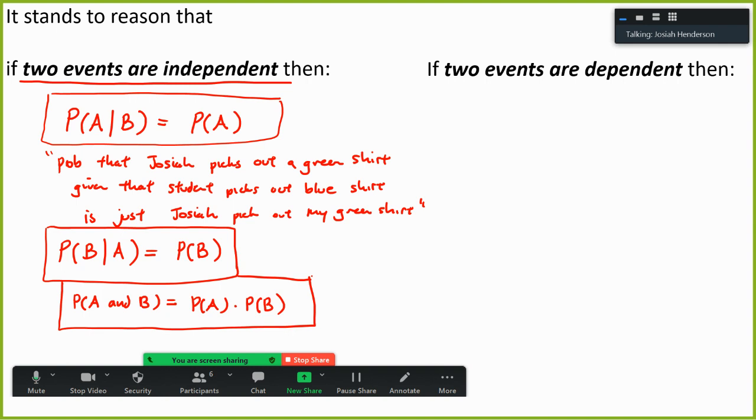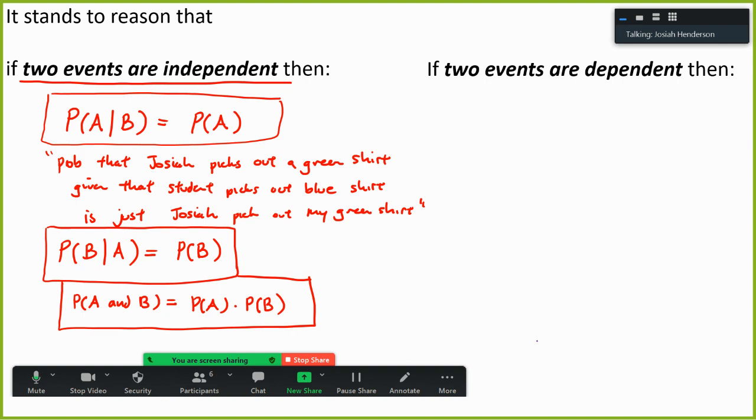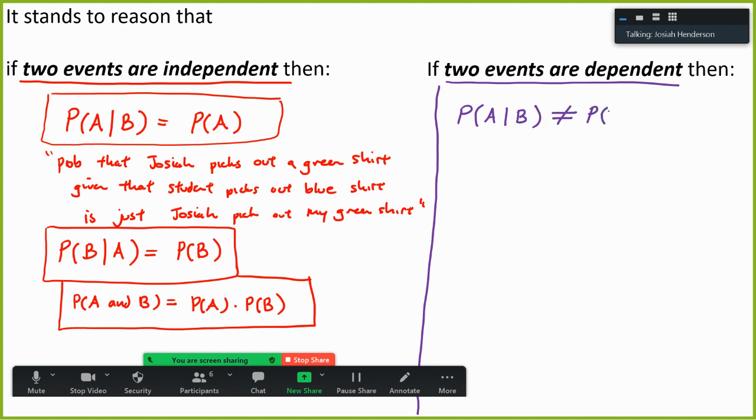Because these three things are true, then that means the converse, the exact opposite of each one is true also. So on the right side, this means we can determine dependent situations as well based on the opposites of everything I just put in my red boxes. So on the right in purple now, if two events are dependent, that means that the probability of A given B has occurred is not the probability of just A.